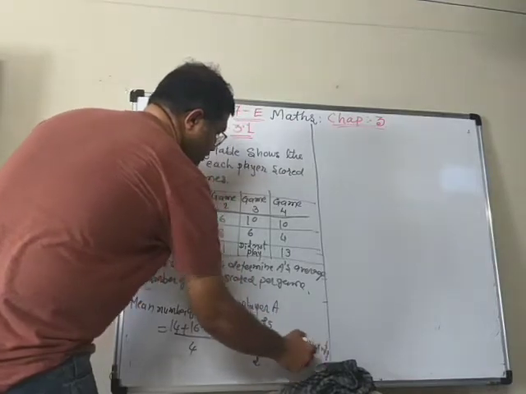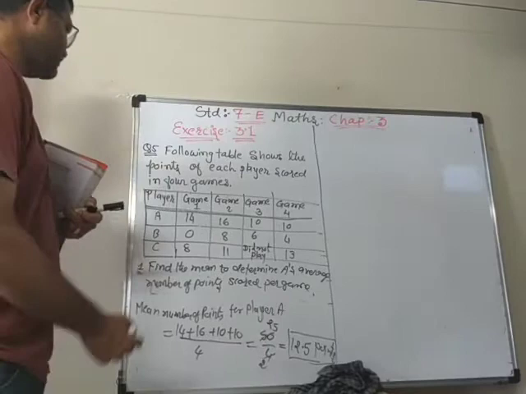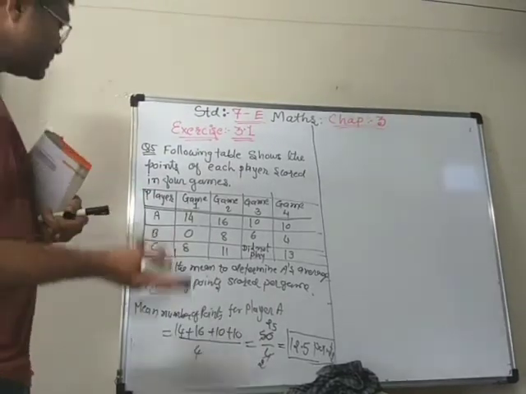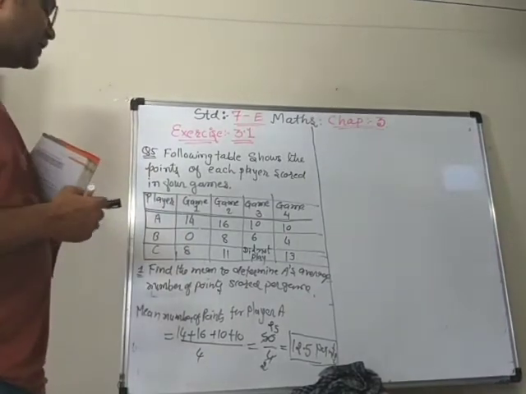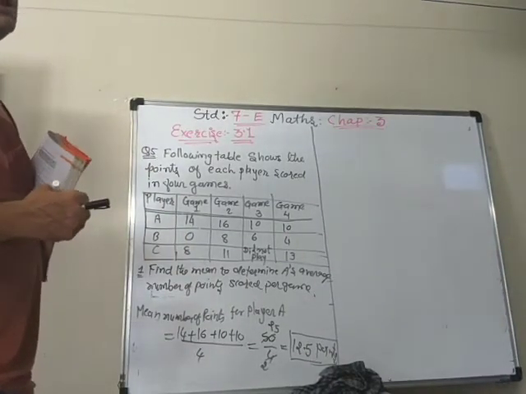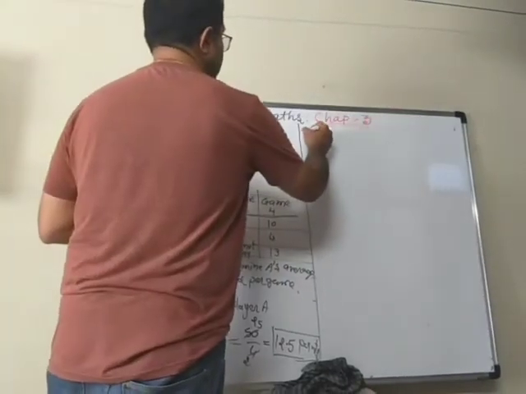So the first answer is 12.5. The mean or average, the same thing, to determine A's average. So A's average is 12.5 points. Let's read question number 2.